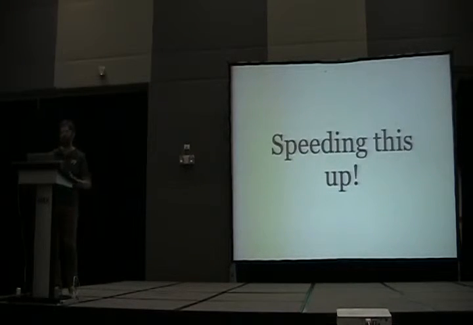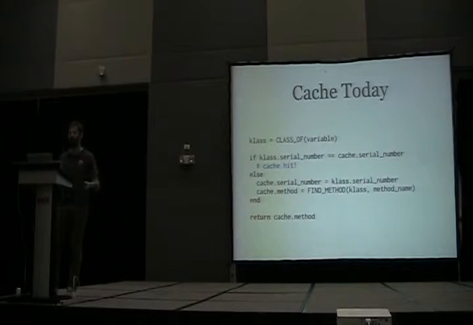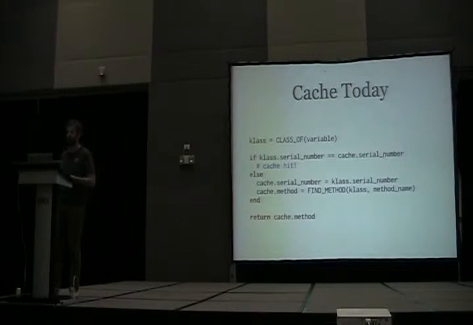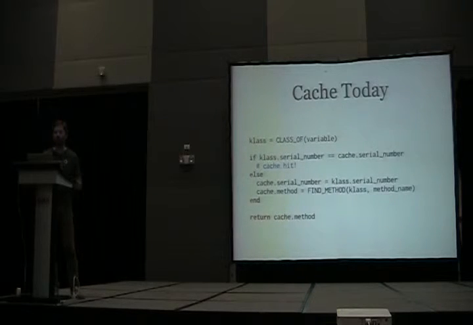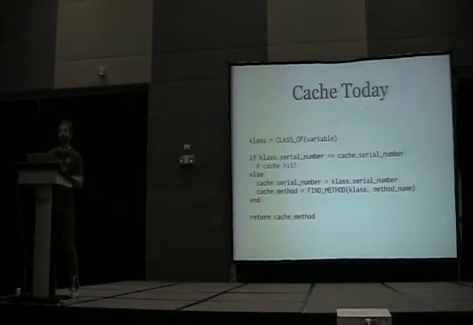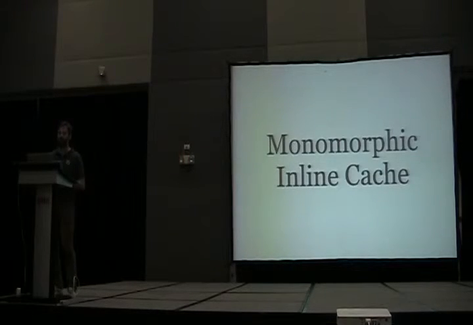So how do we speed this up? Today, if you look at the way the cache is accessed, I've translated this into Ruby. We say, give me the class of the variable. If the serial number of the class is the same as the serial number in the cache, then we have a cache hit. And we don't need to look up the method, we can just get it from the cache. If the serial number misses, then we're going to set a new cache. We set the serial number to the current serial number, and then we go find the method and return that method. So we can say today that Ruby MRI has a monomorphic inline cache.